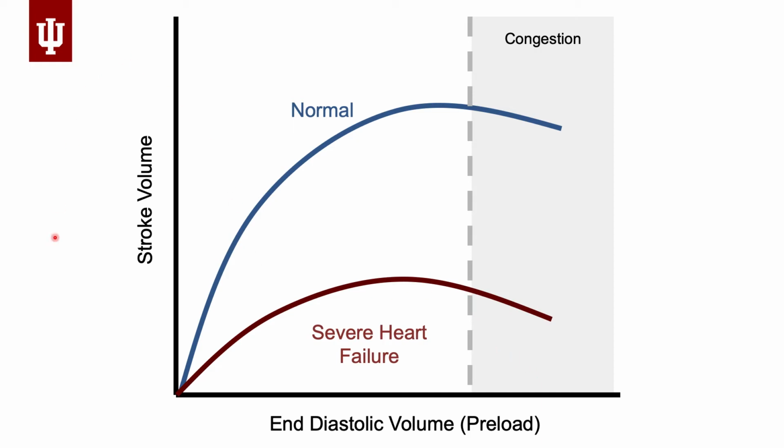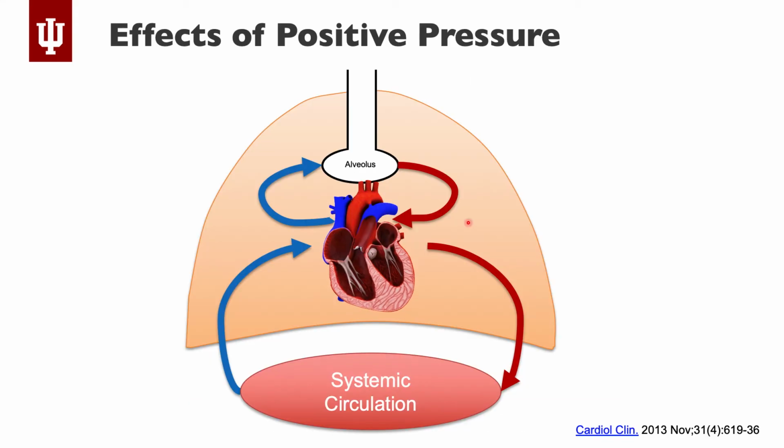Also, if the stroke volume goes down on either of these people, you can be in a shock state. As you can see, someone who's normal has a much more generous margin of error before they go into shock or before they go into congestion, whereas someone in severe heart failure has this very, very narrow window. This is why cardiogenic shock is very, very dangerous.